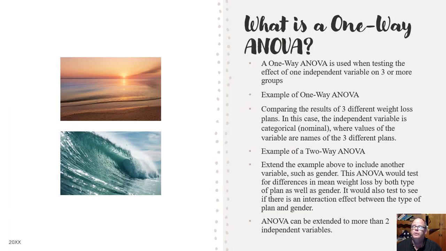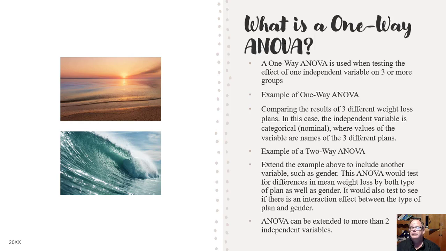Now, what is a one-way ANOVA? One-way ANOVA is used when testing the effect of one independent variable on three or more groups. An example of one-way ANOVA is this. You're going to compare the results of three different weight loss plans. In this case, the independent variable is categorical or nominal, where values of the variable are the names of the three different plans.